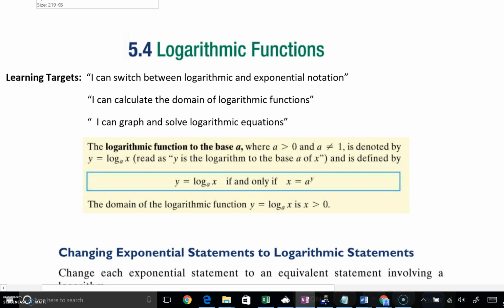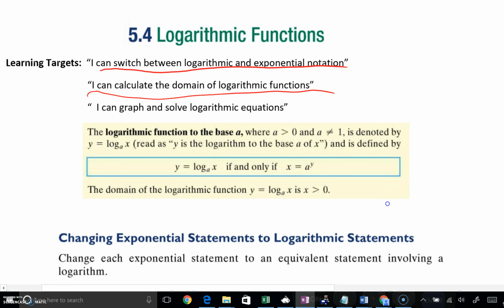Okay, so 5.4 log functions. You can see we've got 3 different learning targets. I can switch between logarithmic and exponential notation. I can calculate the domain of a log function. And finally, I can graph and solve logarithmic equations. So we've got a pretty busy day.